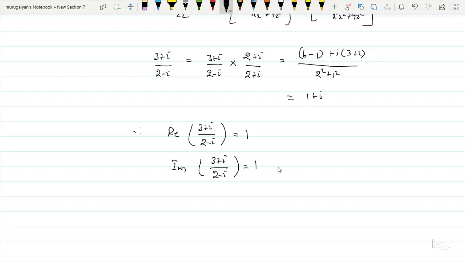So today we have discussed only the fundamentals. What is a complex number? What is the difference between a complex number and a real number? How to represent a complex number? And what is the meaning of modulus and amplitude? And the algebra of complex numbers: addition, subtraction, multiplication, and division. That's all we have learned today.